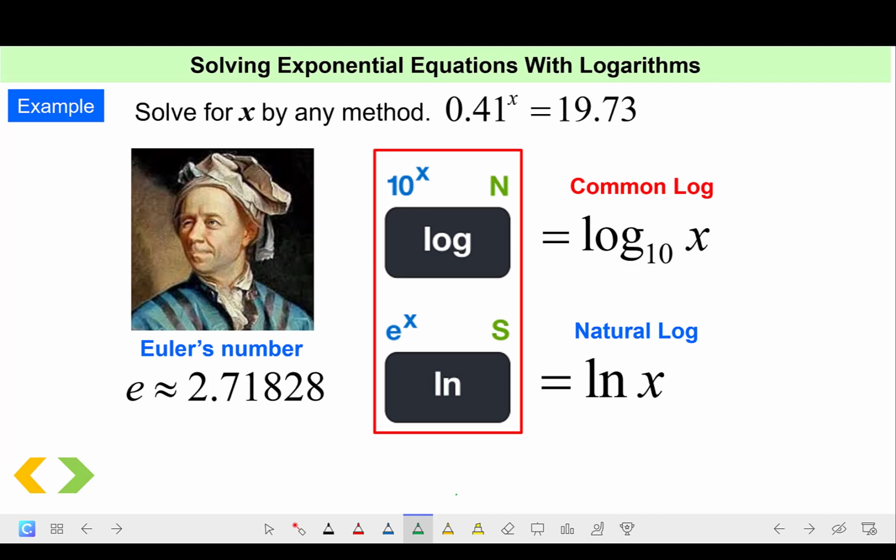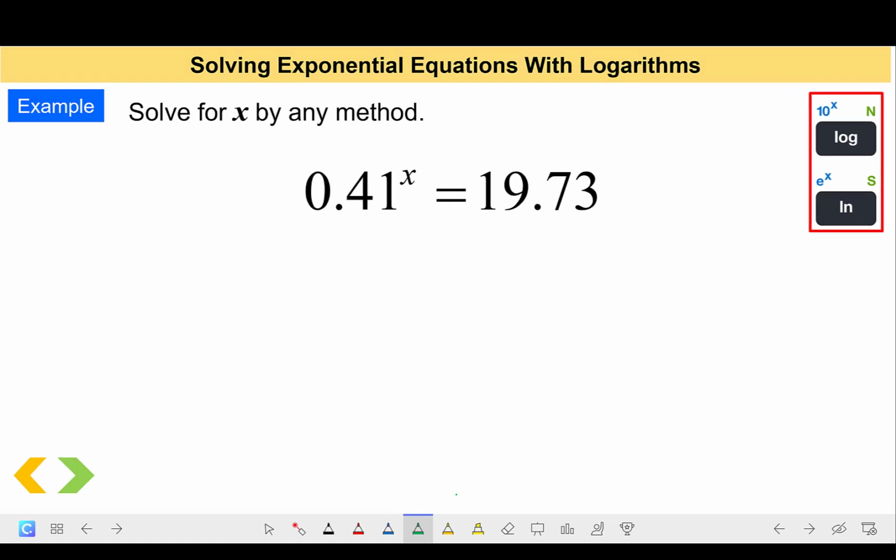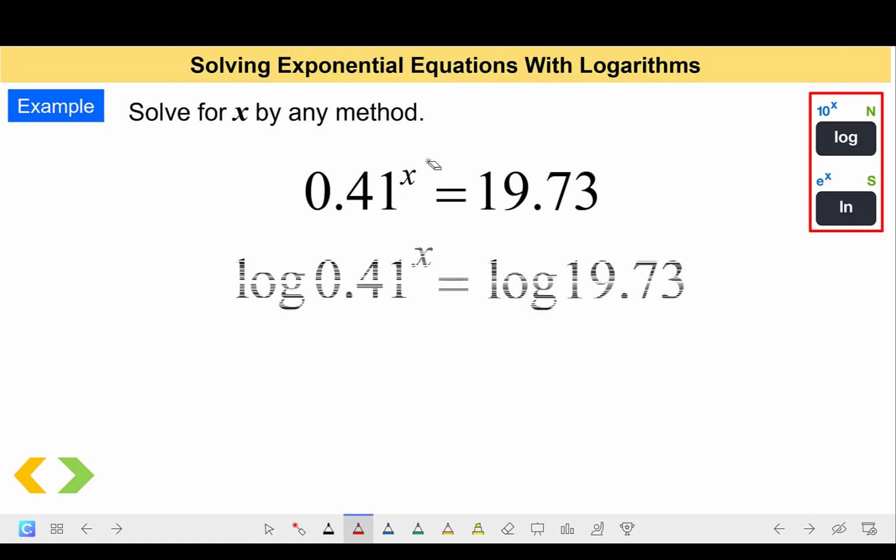So what do we care about these? What does it have to do with this? Well, we're going to use that property that we just learned. I am now going to solve for x. We already know what x is, but I'm going to solve for it now a different way. I'm going to take the log of both sides. Notice what I did. This is not a base 0.41 log, this is just a common log.